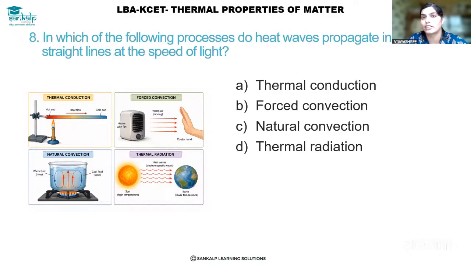Radiation means electromagnetic radiation. For example, infrared radiation, ultraviolet radiation, they all travel in the form of electromagnetic radiation. Electromagnetic waves usually travel in a straight line. They can travel through vacuum as well. They move with the speed of light. Here there are oscillating magnetic and electric fields, both perpendicular to each other and perpendicular to the direction of propagation.